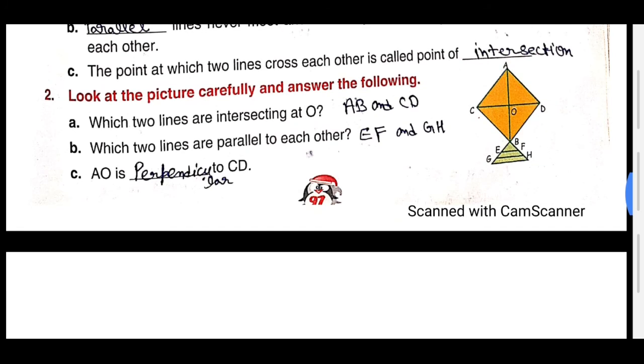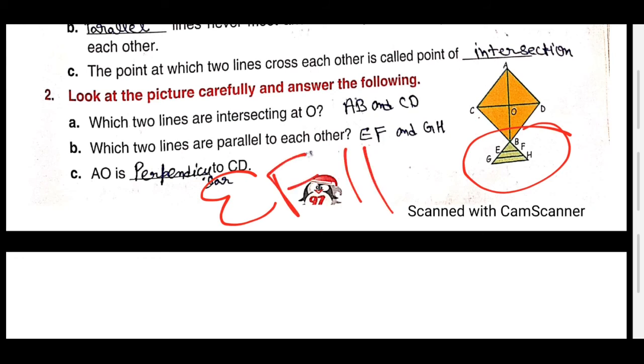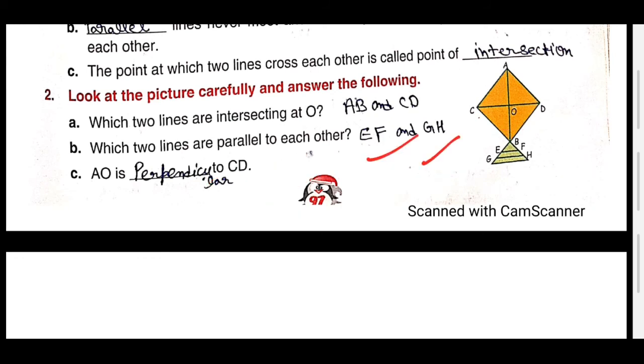Second one, which two lines are parallel to each other? Parallel lines are there in this figure. You see here, EF is parallel to what? GH. So right here, the names are EF and GH.